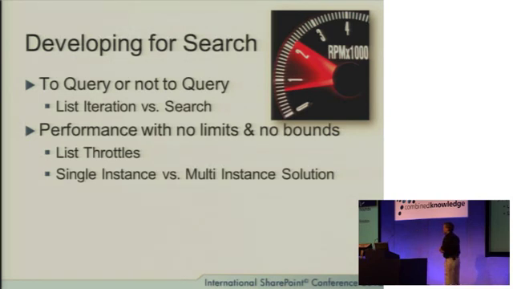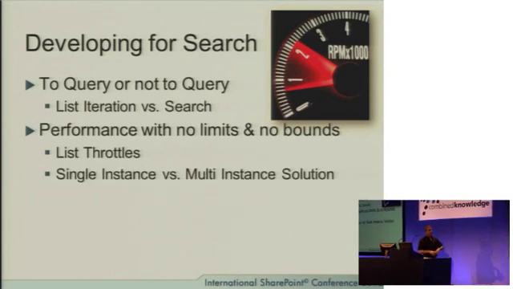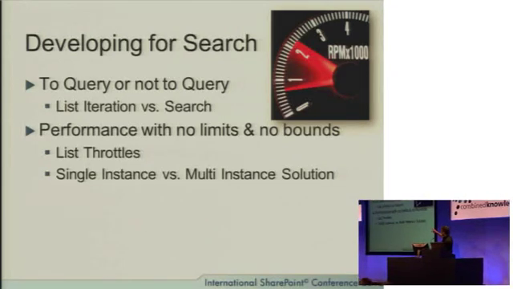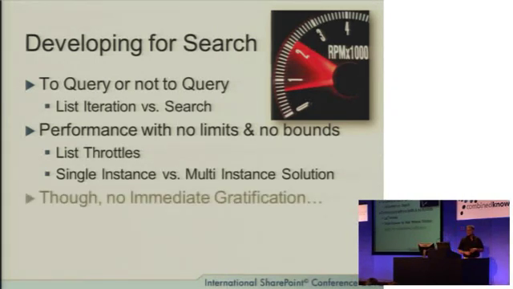So if you only need a single instance and list throttles don't bother you and writing iterators is your favorite thing, then you can still do that. But if you want to think global, if you want to think about the entire farm as your solution, or even multi-farm solutions where you're running enterprise search from SharePoint, as long as they're all crawled by the same index, then this becomes a multi-instance solution.